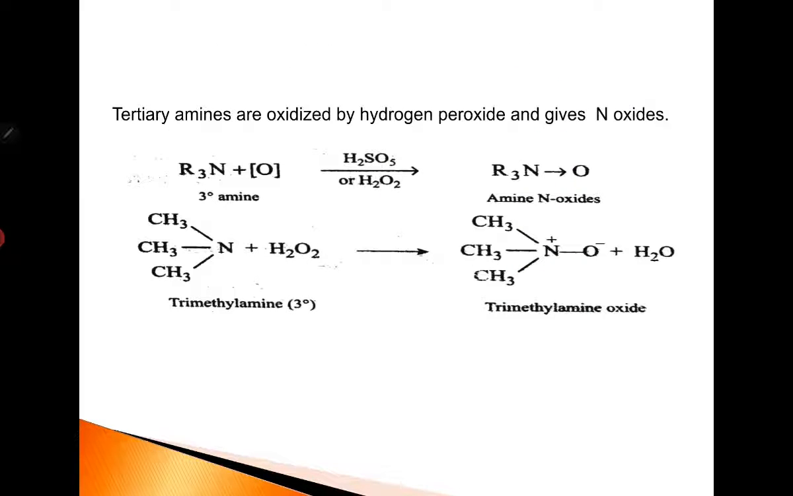And coming to tertiary amines, these are oxidized by hydrogen peroxide and give N-oxides. They are oxidized by H2O2 or Caro's acid or ozone or Fenton's reagent. Whatever the oxidant, the product will be N-oxides only.